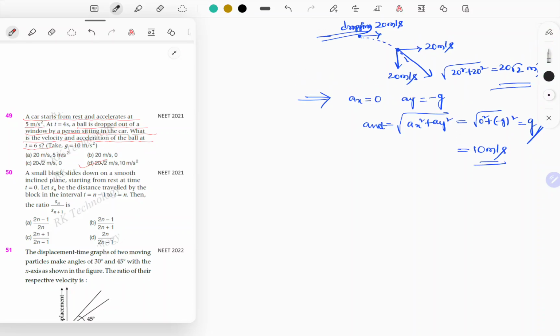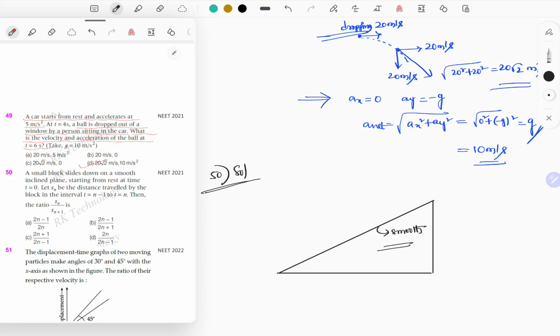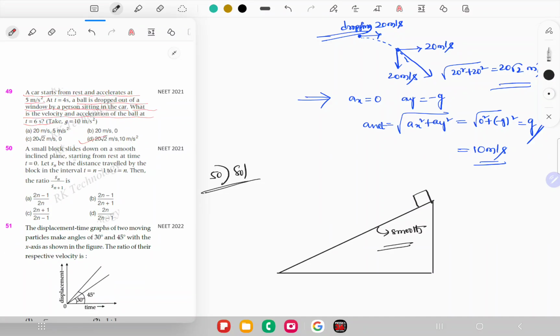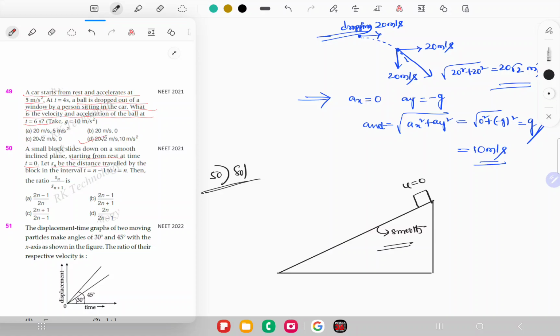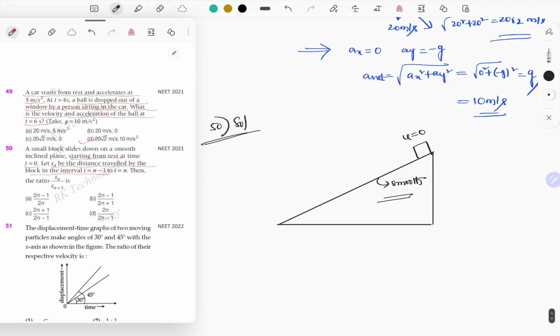A small block slides down on a smooth inclined plane starting from rest. Question number 15. As it is a smooth inclined plane, there is no frictional force. What is the question they're asking? Starting from rest, initial velocity is equal to 0. Try to understand each and every point at t is equal to 0. Sn is the distance traveled by the block in the interval of t is equal to n minus 1 to n, then the ratio Sn by Sn plus 1 is.